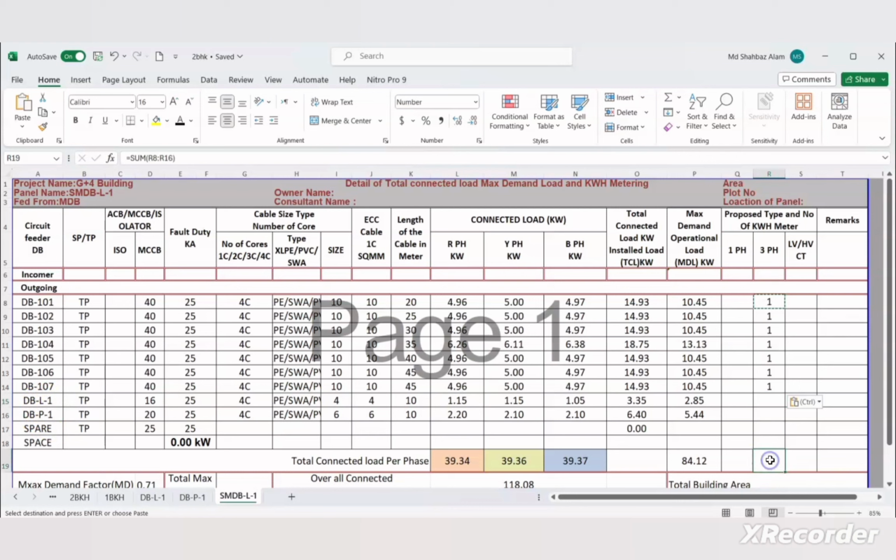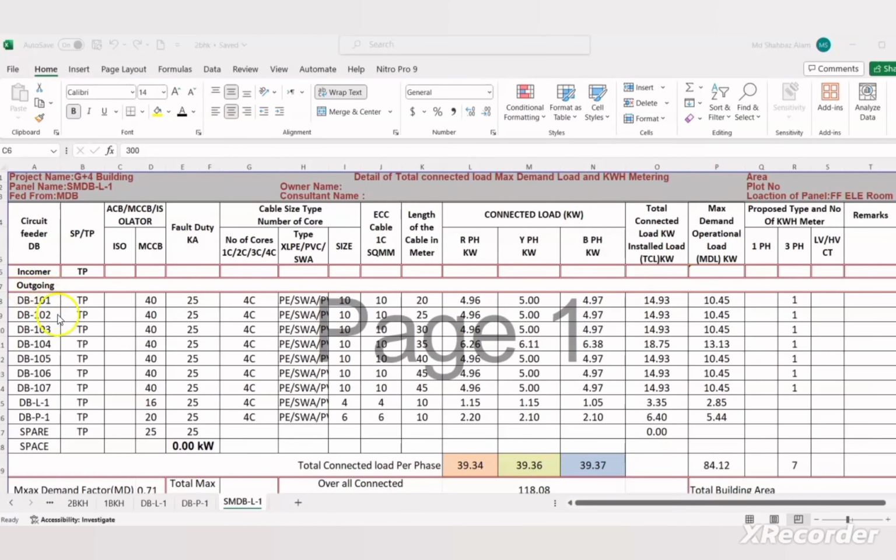So here we don't need any kWh meter, and the total kWh meter will be 7 related to this SMDB. Hope you are clear now. So far we have completed the outgoing sections. Now let us move to the incoming section.